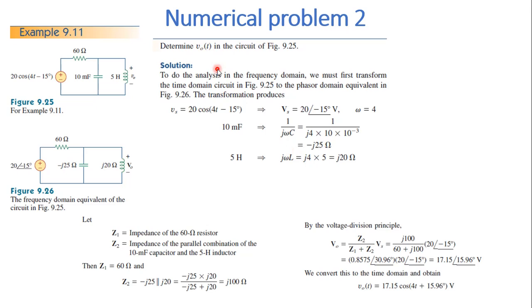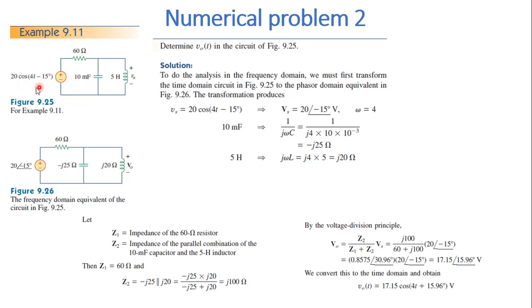So next problem: determine V0 in the circuit shown. So this is the circuit. We have a 5 Henry inductor which is in parallel with a 10 millifarad capacitor, and the total impedance of this is in series with the 60 ohm resistor. Before finding the value of V0, we know that all these values are in the time domain. We have to convert this into the frequency domain or phasor domain.